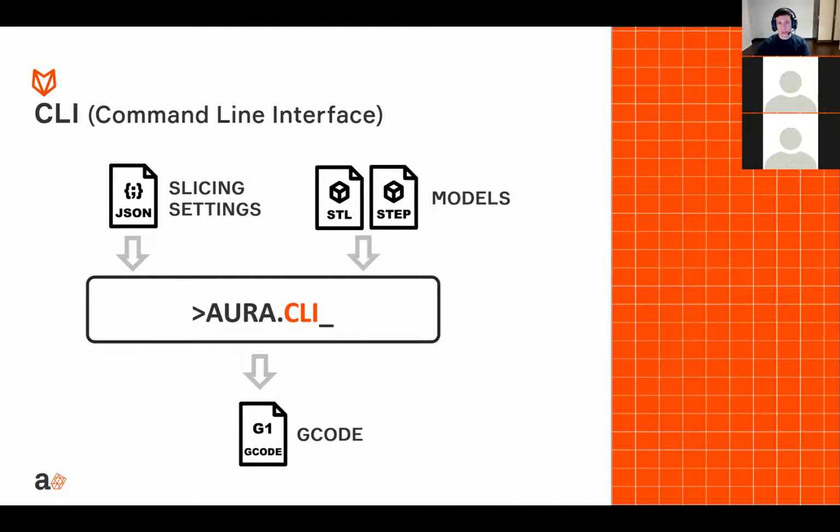For example, if you generate some parts or some samples programmatically, you can use this Aura CLI to make G-code out of your model and slicing settings. The models can be in STL or step format, and slicing settings are in JSON format, and you can export slicing settings from Aura using main menu. And after that, you run Aura CLI and get G-code that is ready for printing. So that was a very brief overview of these features. And now let's go to the demonstration.